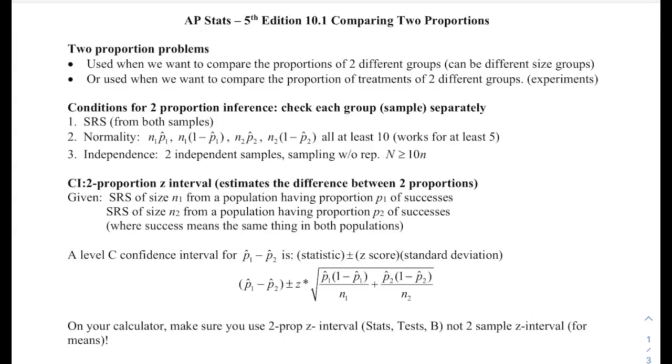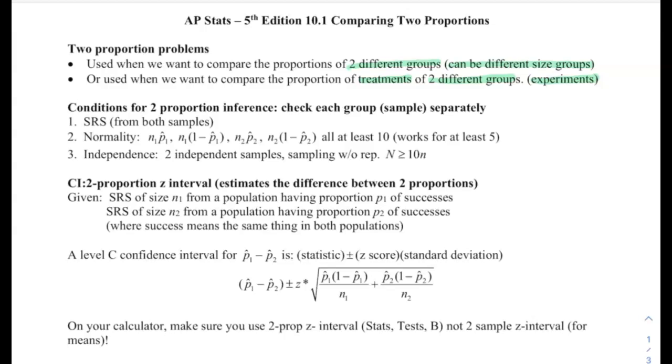First thing is to realize that when we're doing two proportion problems, we need to make sure that the two proportions are from two different groups. And it's okay for them to be two different size groups. It also is okay for them to be experiment groups as long as the treatments are two different treatments. Two sample means that they are taking a sample from one pond and another sample from a completely different pond and then comparing them together.